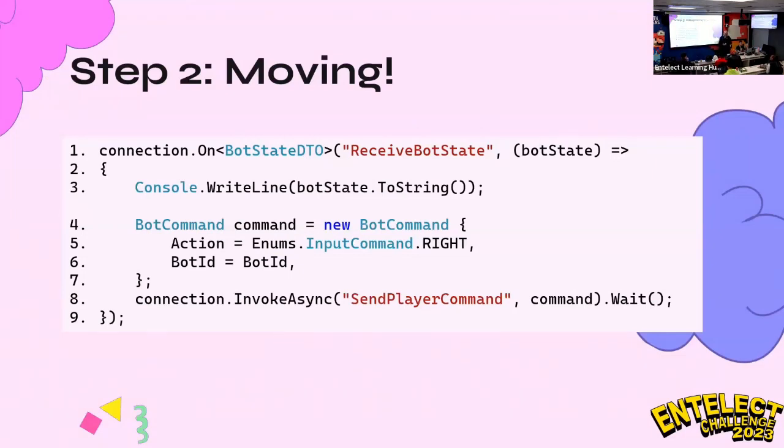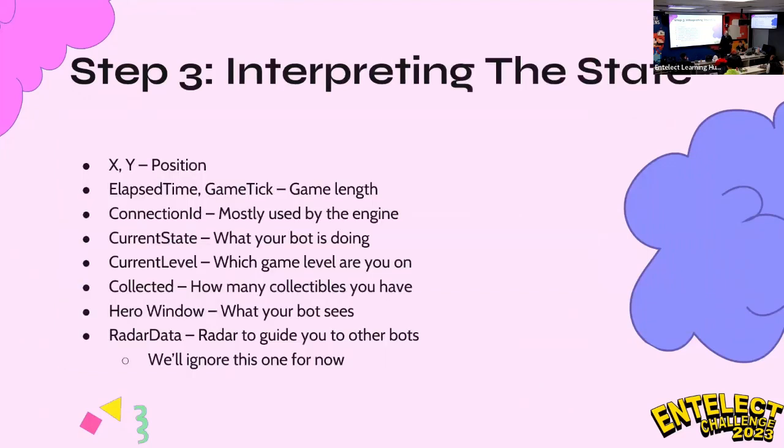Okay, so now we're quickly going to talk about how to interpret the state, what all the different values mean. Firstly, X and Y is just your position. It's just an X and a Y coordinate, nothing much to it. Then the elapsed time and game tick are representations of how long the game engine has been running. Tick is the number of ticks that has passed, and elapsed time is in real time how much time has passed since the beginning of the game. The connection ID you really don't need to worry about. That's an internal SignalR thing, and mostly it's used by the engine itself to work out which bot is which.